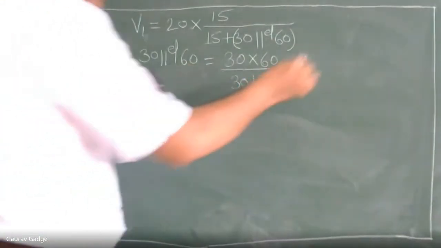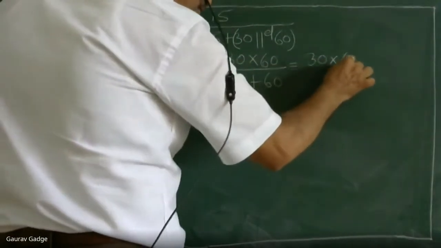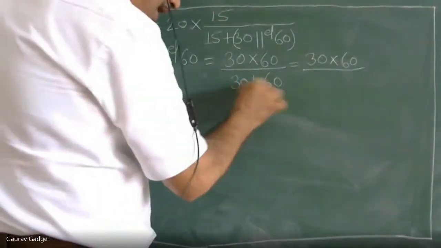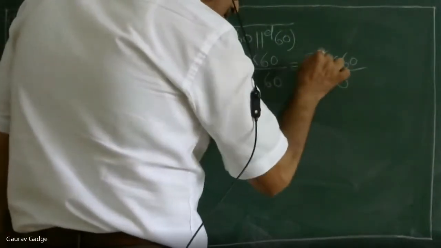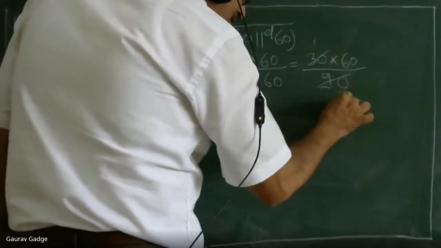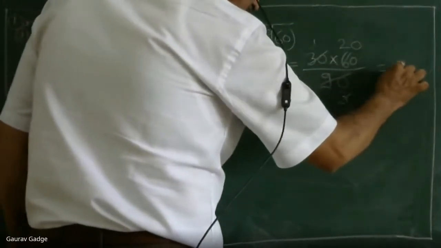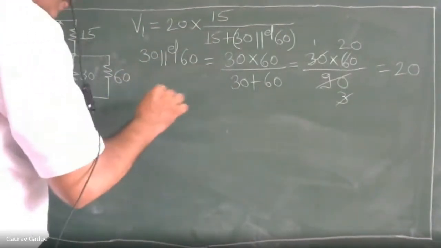Now how much do we get? Here I keep the numerator as it is, I don't change 30 and 60, but I just add these two values. So 30 plus 60 is equal to 90. What I get is 3 ones are 3, 3 twos are 6, so 30 into 60 upon 90 is 20. So how much is the parallel combination of the two? It is 20 ohms.